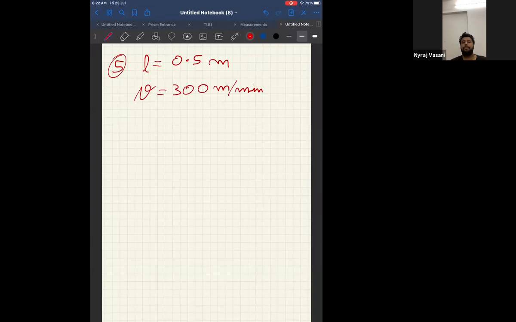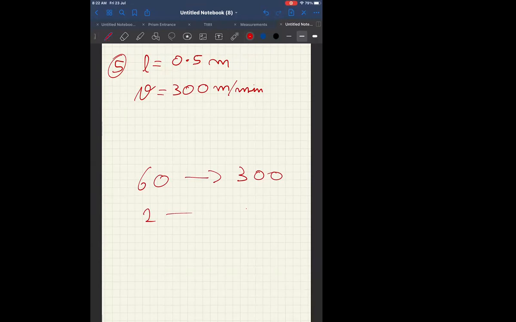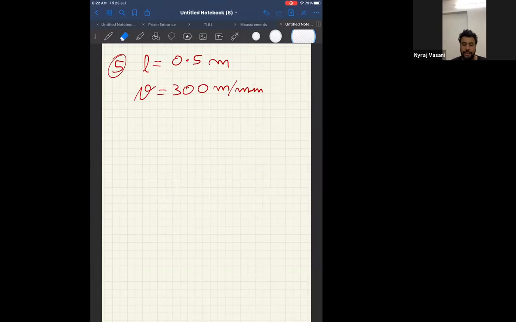300 meter per minute is how many meter per second? Think about it. So, for example, in 60 seconds, if it goes 300, in 1 second it goes 5 meter per second. It is going with a velocity of 5 meter per second. 300 meter per minute means it is going at a velocity of 5 meter per second. Correct. Now we just divide it by 60. So that is the velocity that is given.